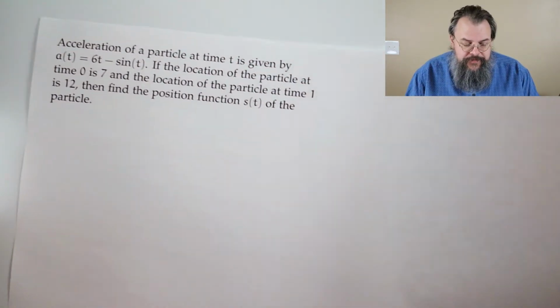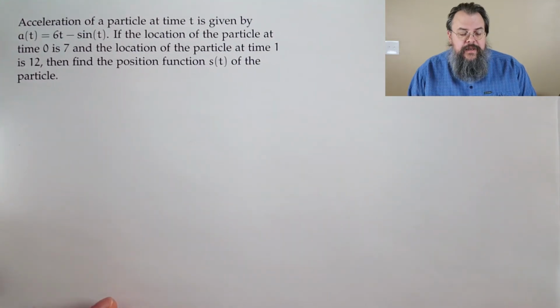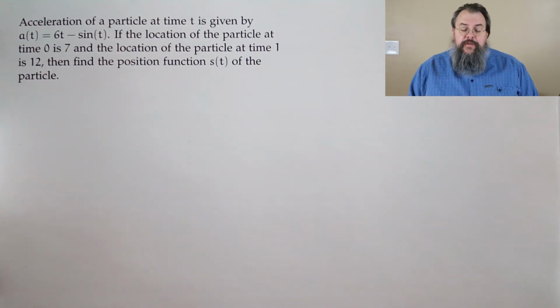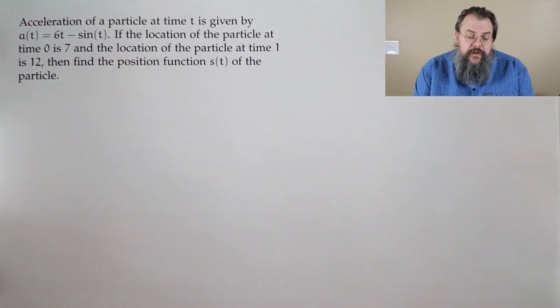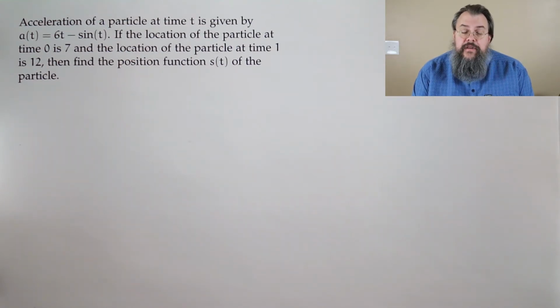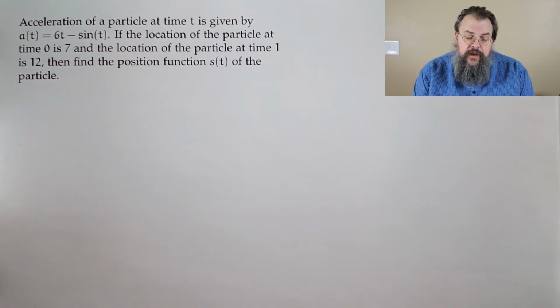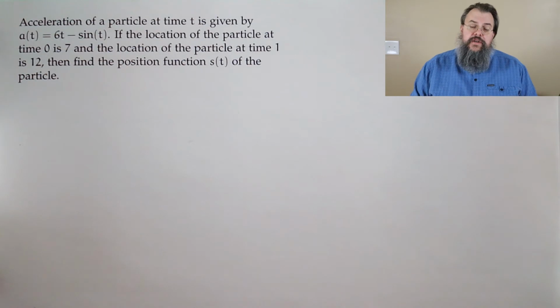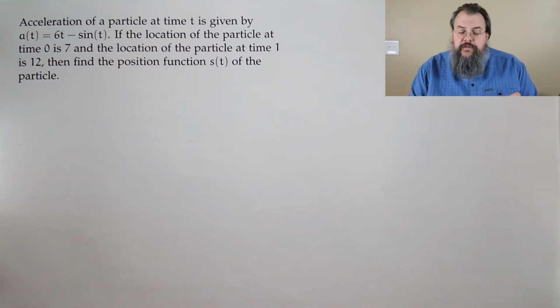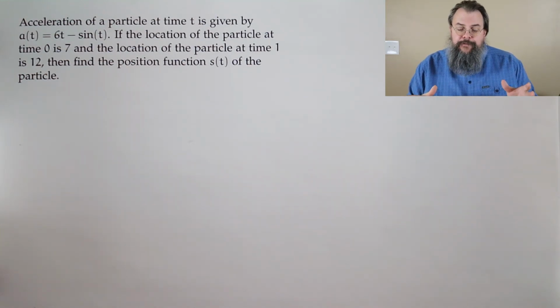Well, let's do another problem. Acceleration of a particle at time t is given by 6 times t minus sine of t. If the location of the particle at time 0 is 7, and the location of the particle at time 1 is 12, then find the position function, right? Where is it at any given time?